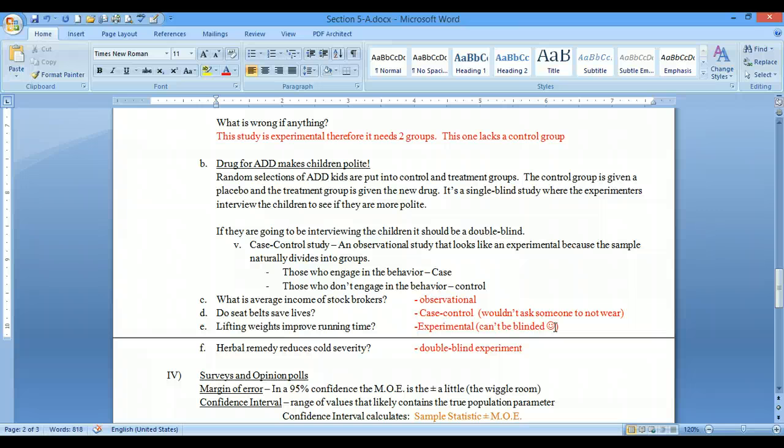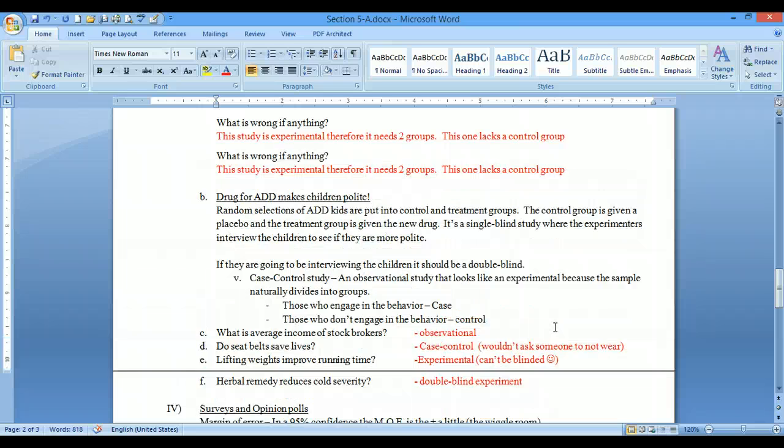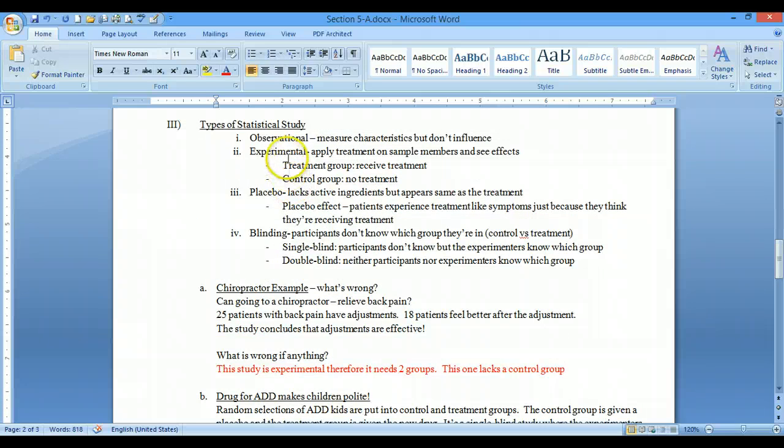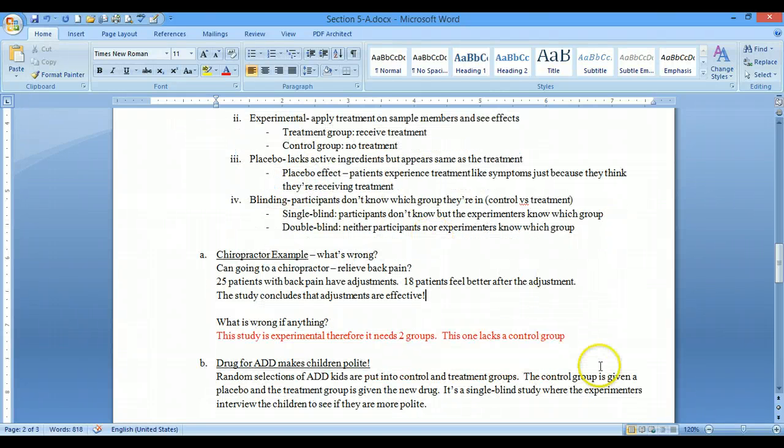All right, let's move to the next one. Let's say that this drug for ADD makes children polite. So let's go through everything together. A simple random selection of children with ADD are put into a control group and some in a treatment group. Well, so far so good. We know that it's experimental and I have two groups. The control group is given a placebo and the treatment group is given the new drug. Okay, so one is receiving treatment and the other is not. It's a single blind study. Oh, so now we even have a blind, and it's single blind, where the participants don't know, but the experimenters do.